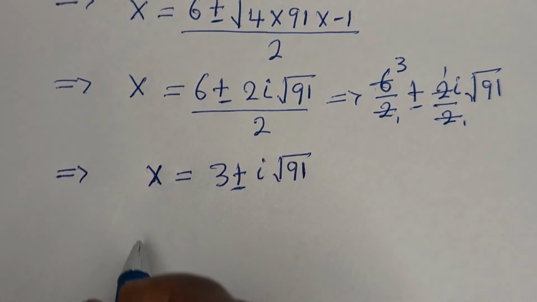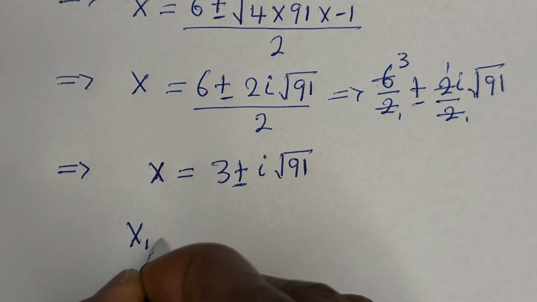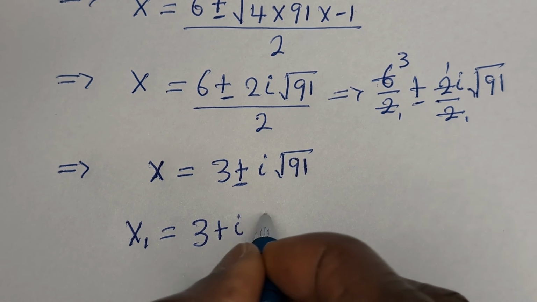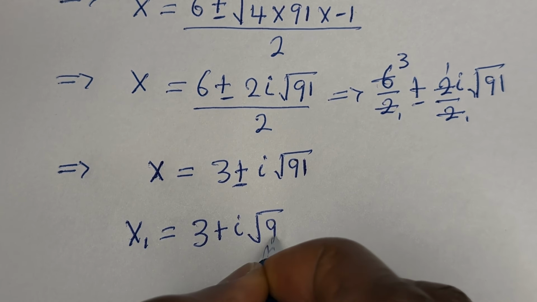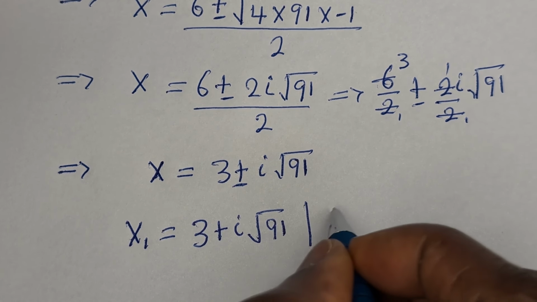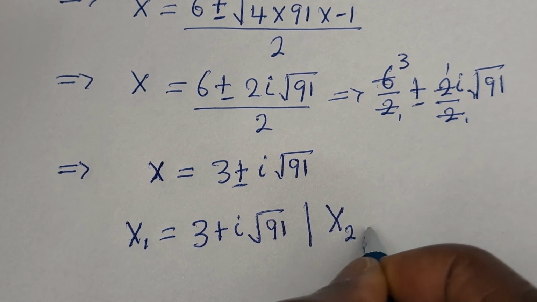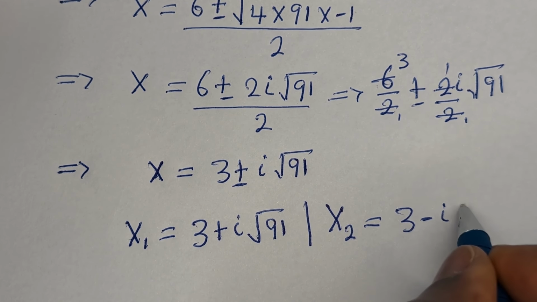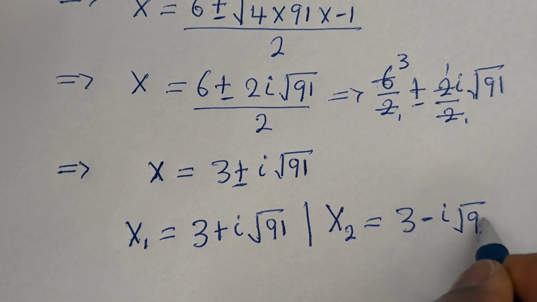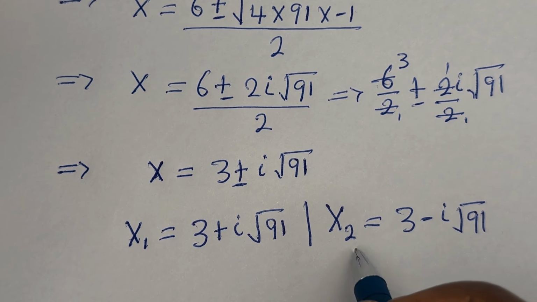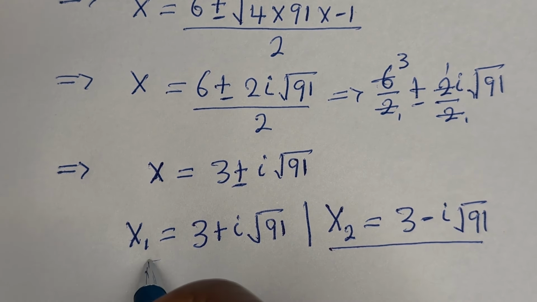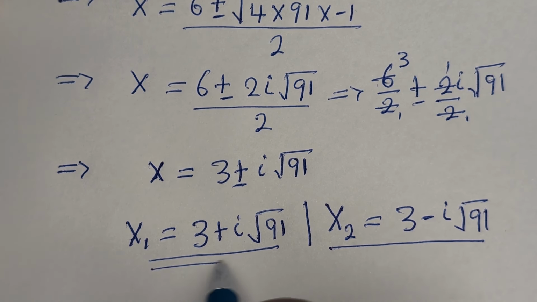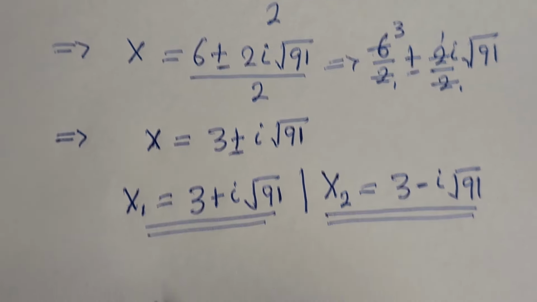Therefore, s1 is equal to 3 plus i square root of 91. And s2 is equal to 3 minus i square root of 91. These are the values of s1 and s2. We've gotten the values of s1 and s2. Let us solve for y1 and y2.